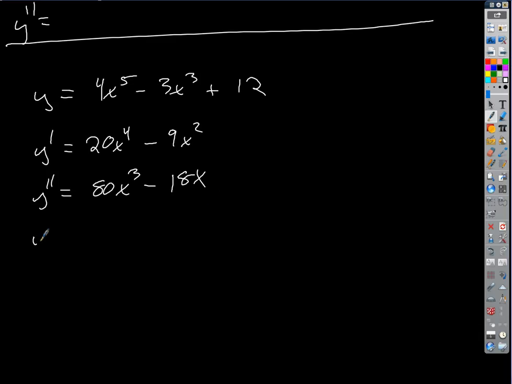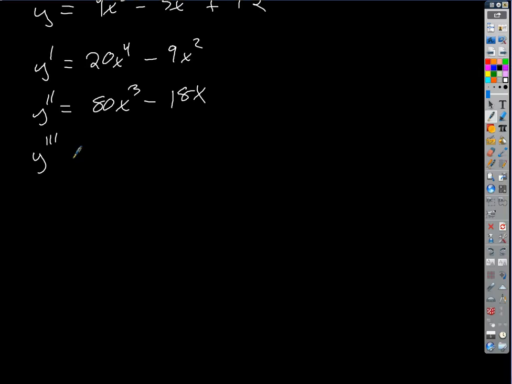Okay, how about y triple prime? You get the idea. 240x squared minus 18. That means, if I put it in parentheses like that, it means a derivative. So that's a fourth derivative.